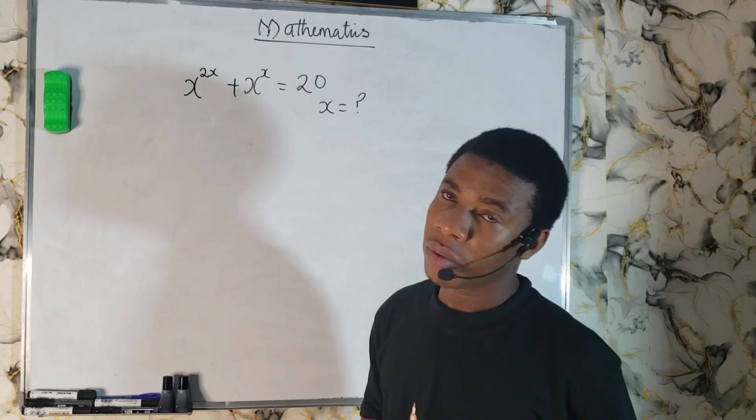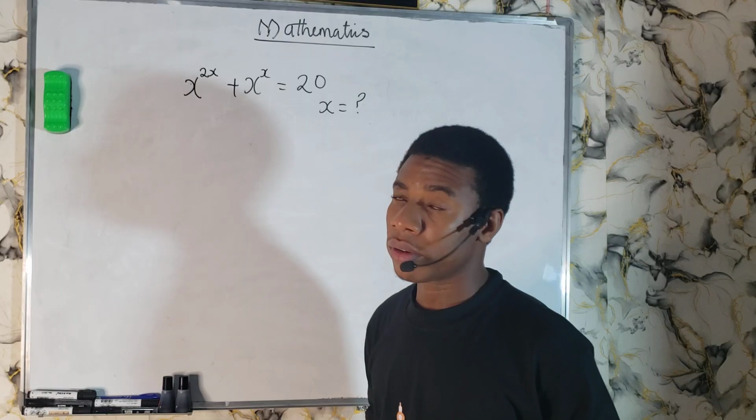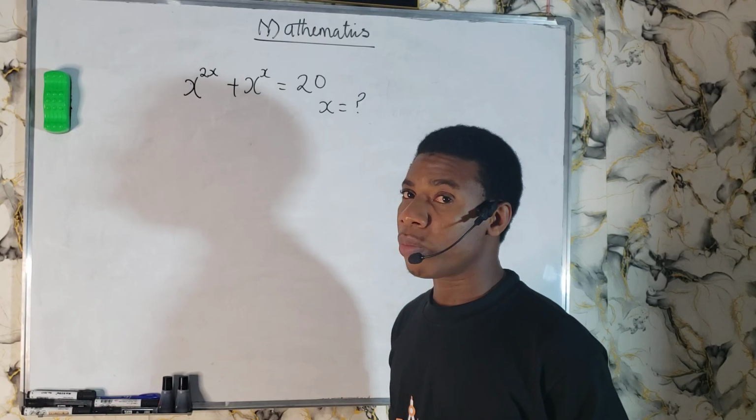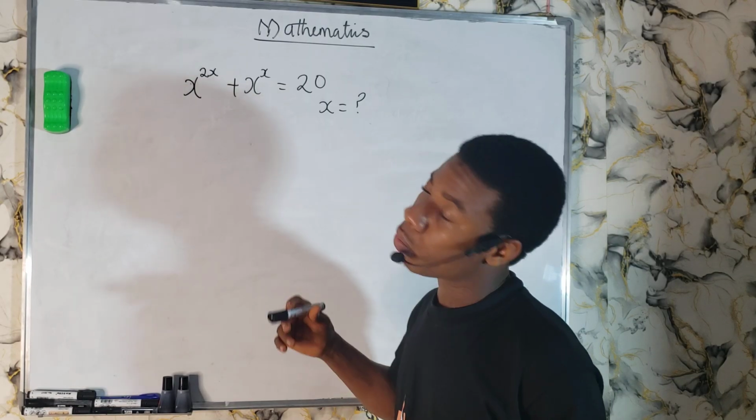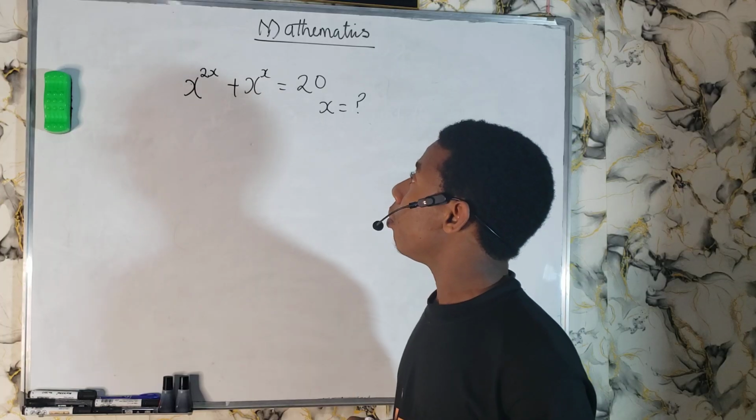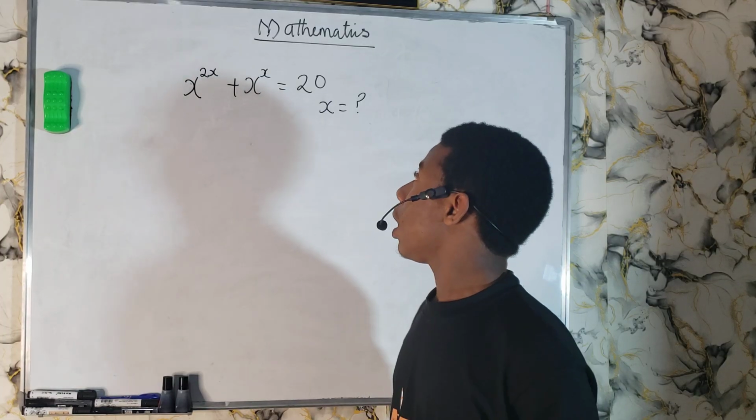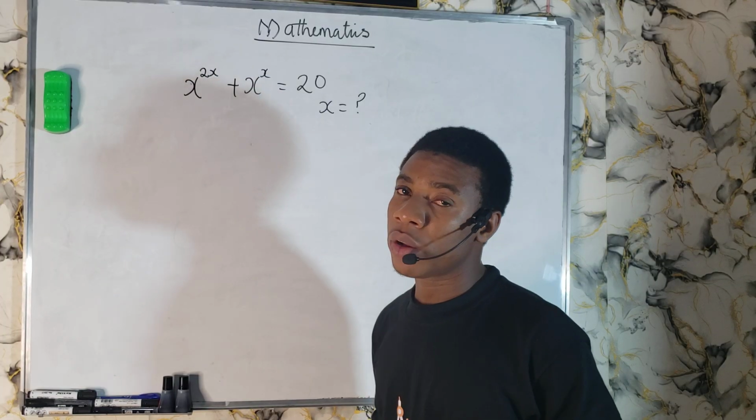So we have this amazing question here, and the question is somewhat complicated, right? The question is x raised to the power of 2x plus x raised to the power of x is equal to 20. And what are we asked to do? We are asked to find the value of x.